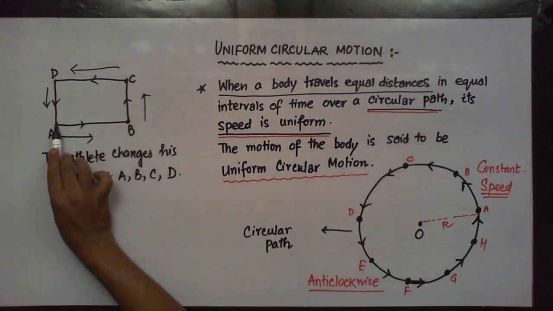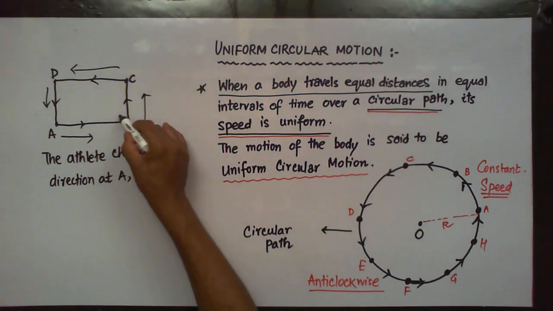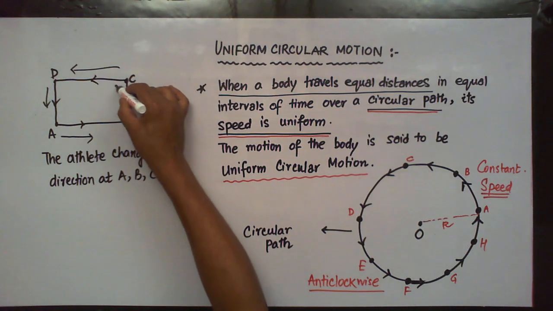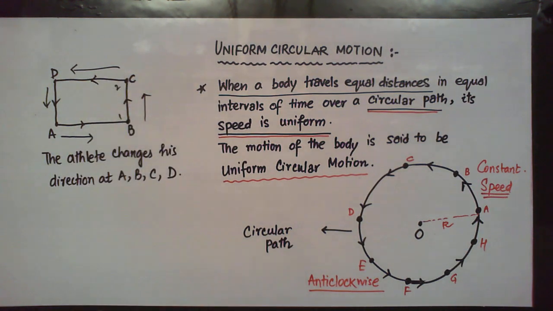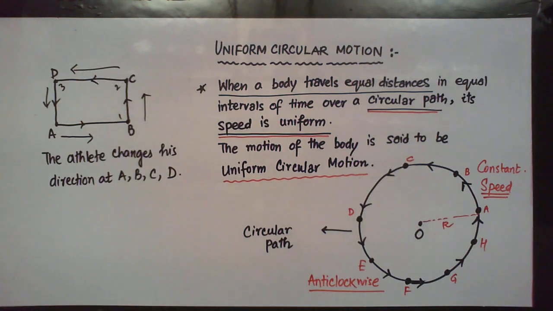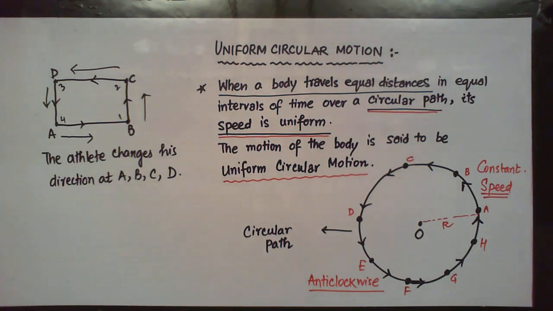If he starts from A, then he moves till B. Here he changes his direction once. Then he reaches point C. The second time he changes his direction. He reaches D. Here he changes the direction a third time. And again when he reaches point A and turns, he will have changed the direction 4 times.